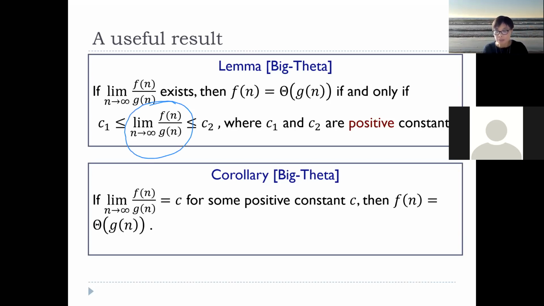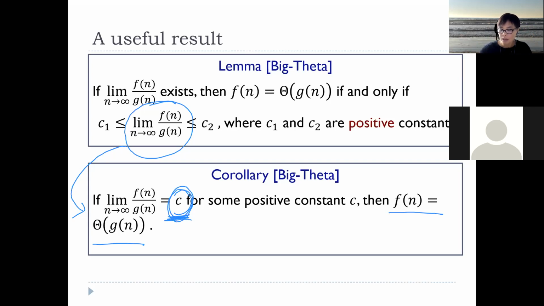So in particular, let's actually look at this corollary. If the limit of f of n over g of n goes to a specific constant, then that means that f of n and g of n only differ by a constant factor intuitively. So in the limit they only differ by a constant multiplicative factor, so they're of the same order, in which case it implies that f of n is equal to big theta of g of n.